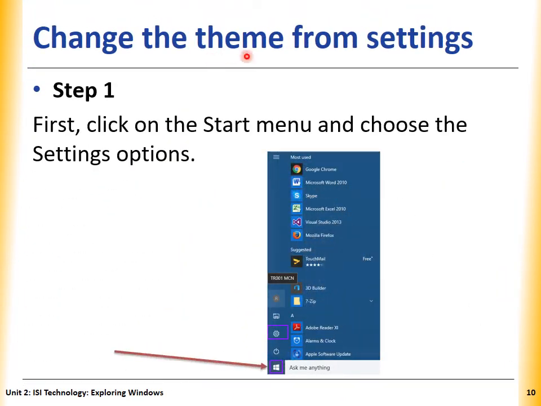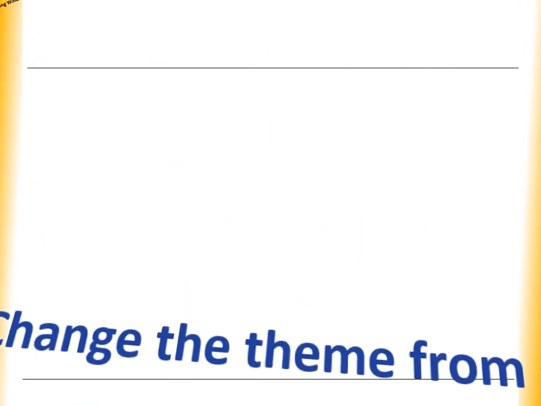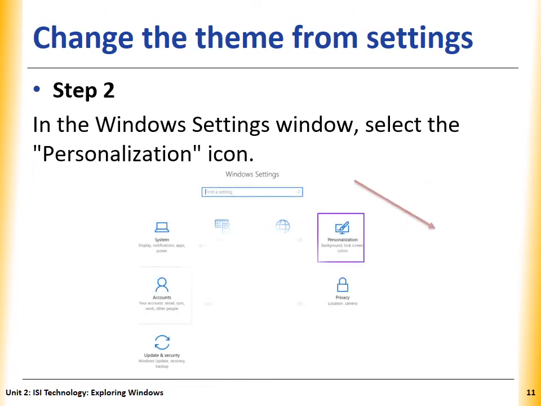After talking about themes, here are the steps to change your theme on your computer. Step number 1. First, click on the Start menu and choose the Setting option. This is the Start menu and this is the Setting option. Step number 2. In the Windows Setting window, select the Personalization icon. This is the Personalization icon. You have to click on this to change your theme.